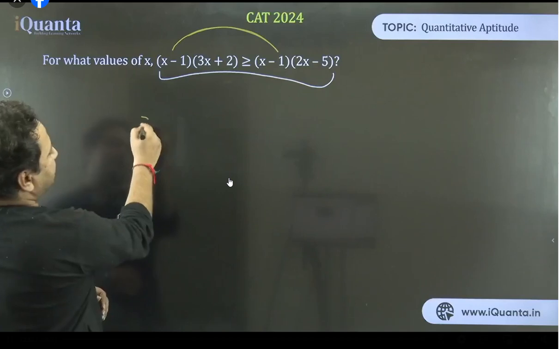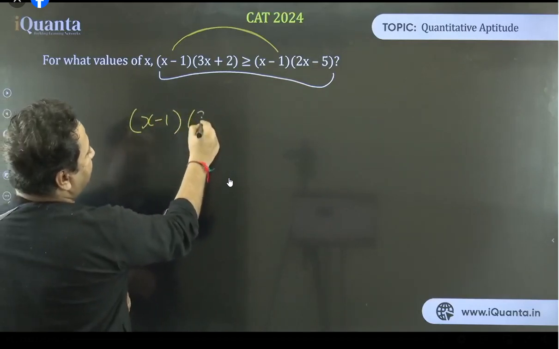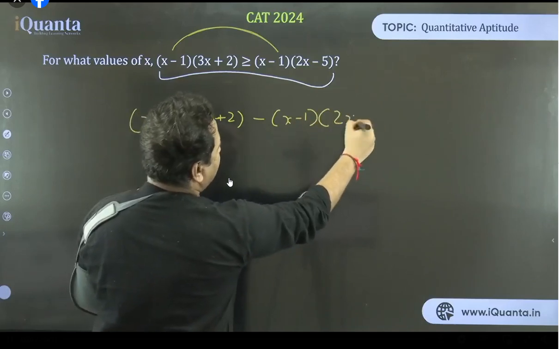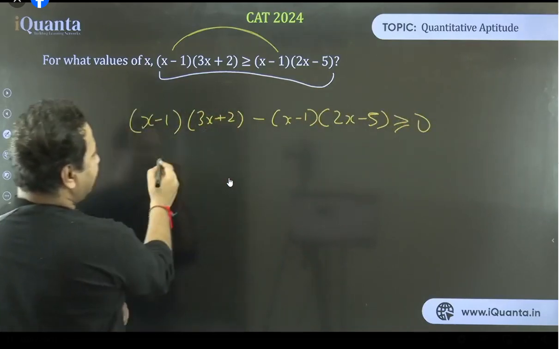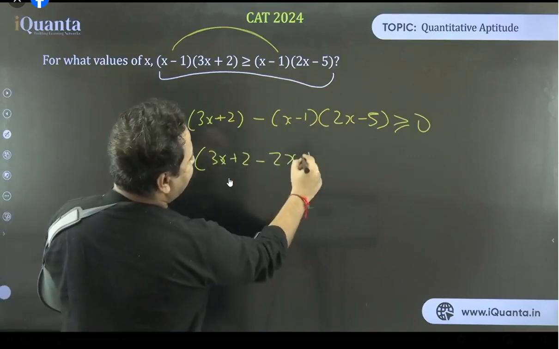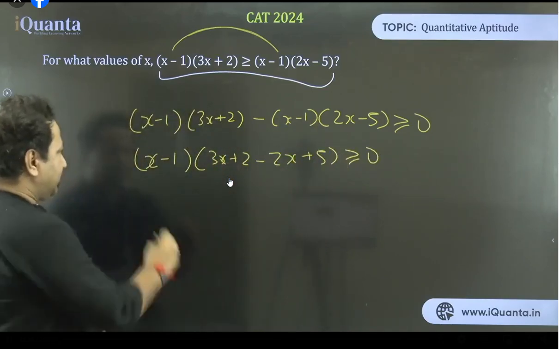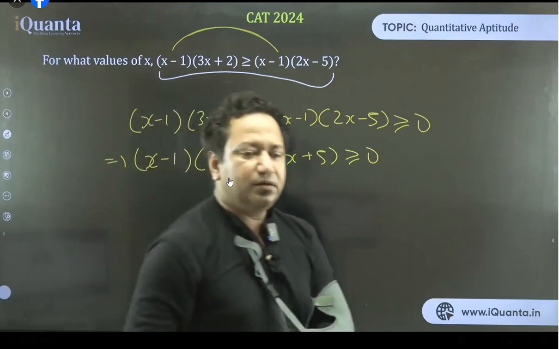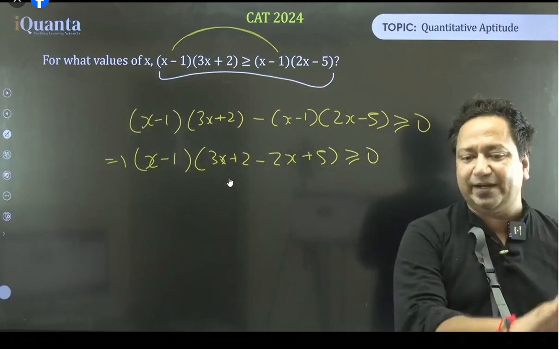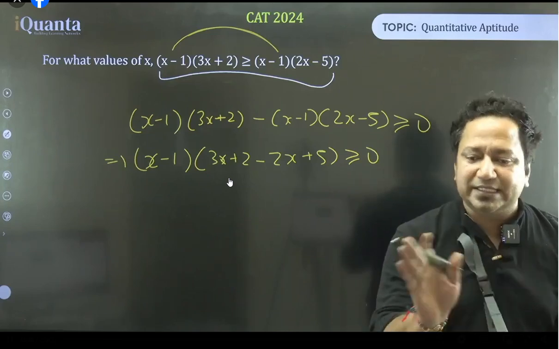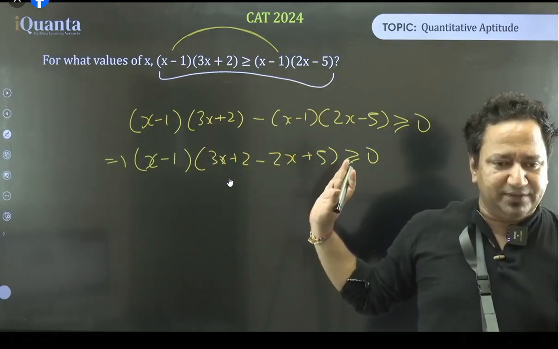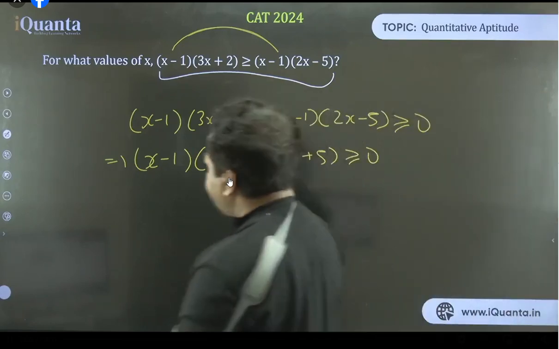Let's send it over here. So we have x minus 1 times 3x plus 2, this goes here, minus of x minus 1 multiplied by 2x minus 5, this thing is greater than or equal to 0. Here we'll take x minus 1 as common. In the bracket we have 3x plus 2 minus 2x plus 5. This thing is greater than or equal to 0 and we'll solve it. Arthi, not just in inequalities, in any kind of algebraic expression, you cannot cancel out the variables. Never do that. Understood everyone? Now you can solve it, I know.